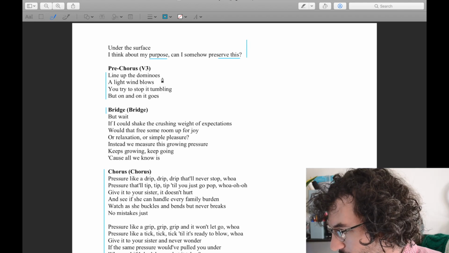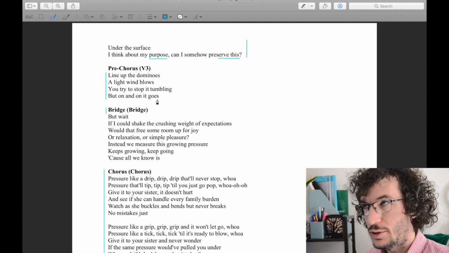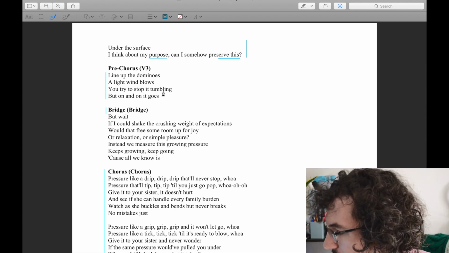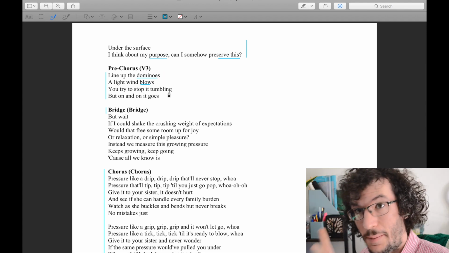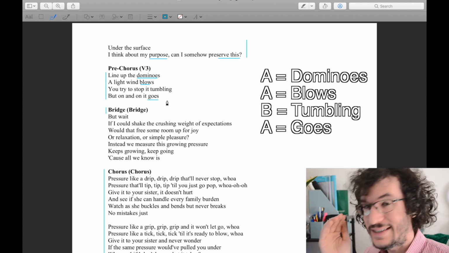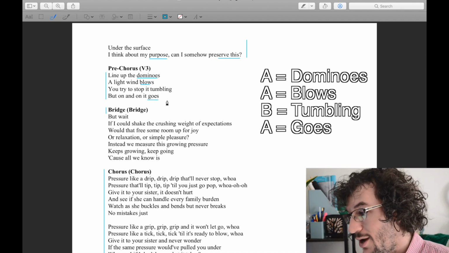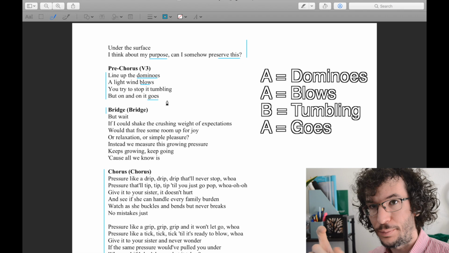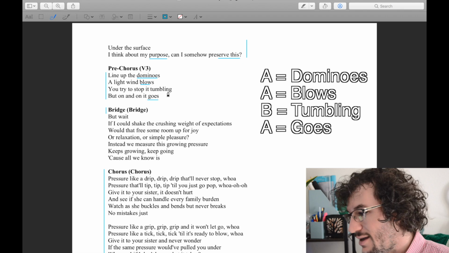And then here in the pre-chorus, we get, again, a little bit of a departure. So before, remember, it was just A, but the last two lines were exactly the same. Here we get A, "dominoes" and "blows," and then we have "tumbling," so there's a B, right? And then "but on and on it goes." So this is A, A. So a brand new rhyme scheme. We haven't had this before. It's either everything's rhymed or it's been in couplets, A, C, C. And now we have A, A.